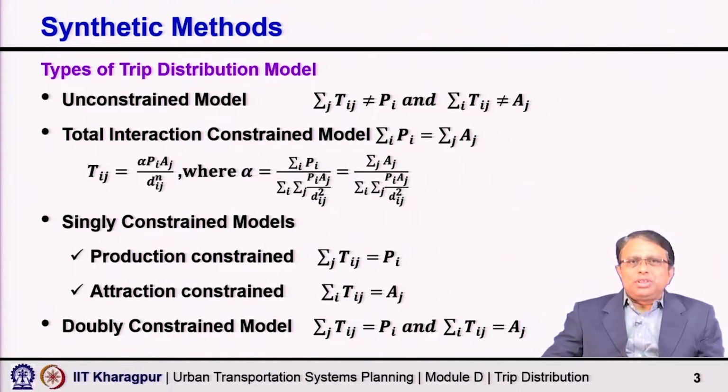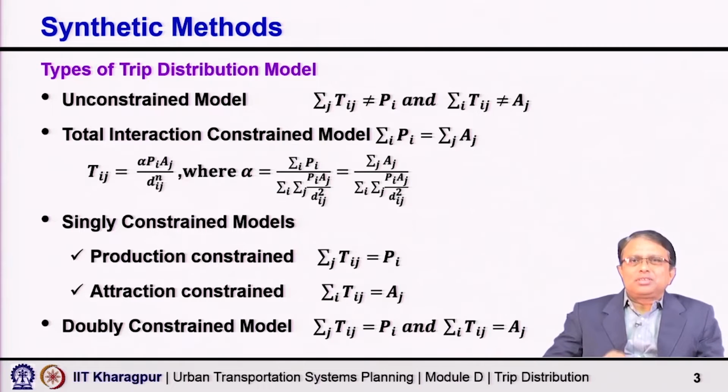Already we discussed what is a singly constrained model and what is a doubly constrained model. But I would like to once again briefly mention them and then talk about the intervening opportunity model. A trip distribution model may be unconstrained also. So far we have not mentioned this; we mentioned only singly constrained and doubly constrained, but it could be unconstrained. That means, where we shall not satisfy this sum over j of T_ij equal to P_i.